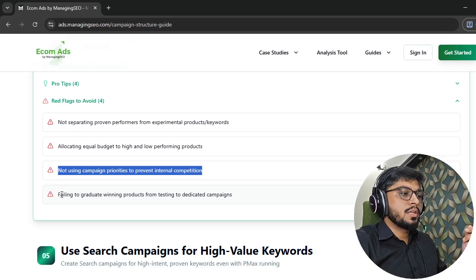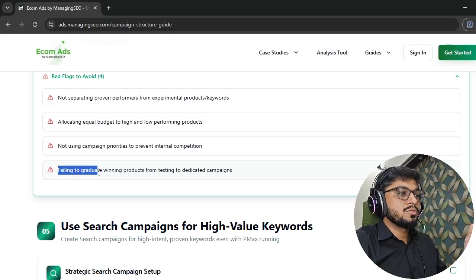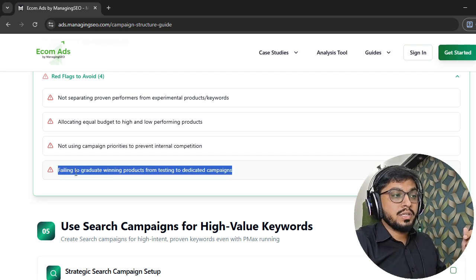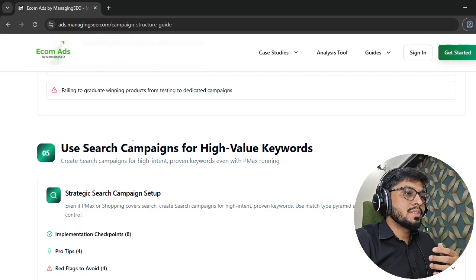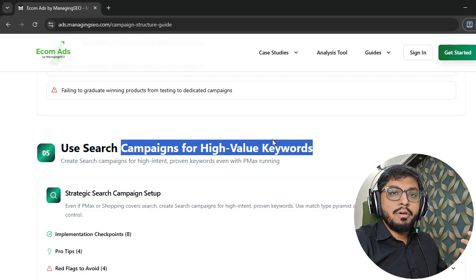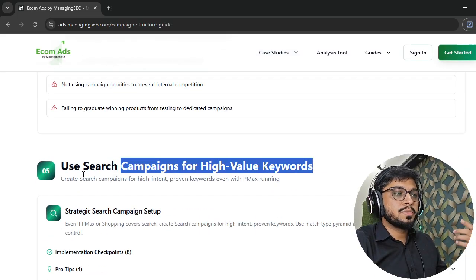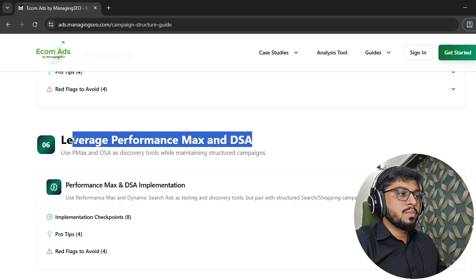Failing to graduate winning products from testing to dedicated campaigns. You need to figure out the winning products and then shift them towards dedicated campaigns. That's how you spend more on them. Anyways, if you find highly valuable keywords, then you can create separate search campaigns for them. That's pretty basic. And then Performance Max and DSA, this is a very, very important point.